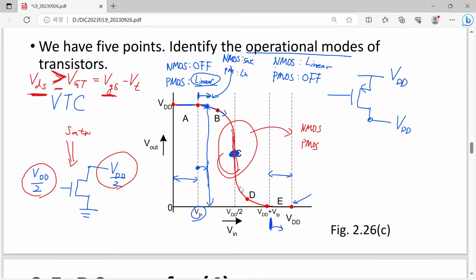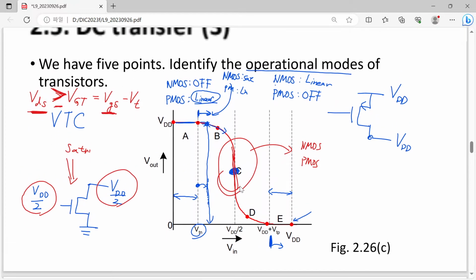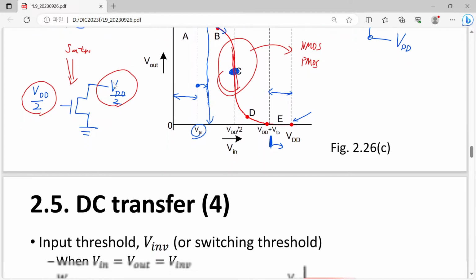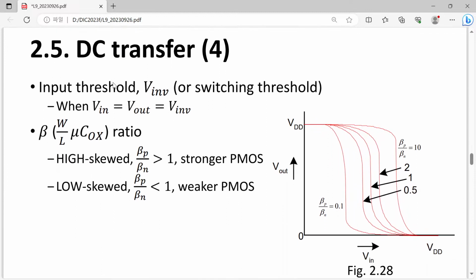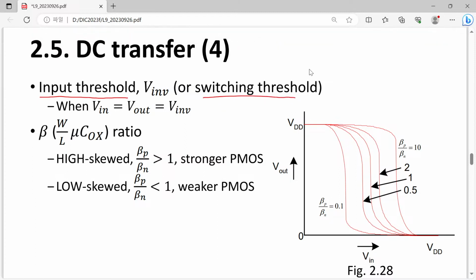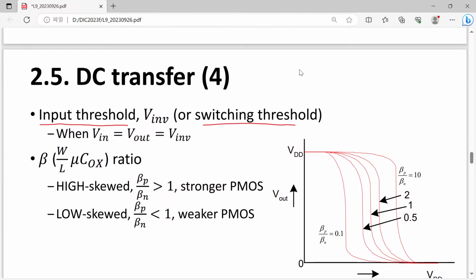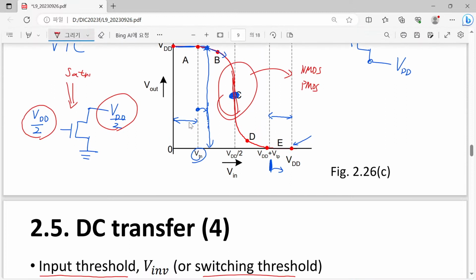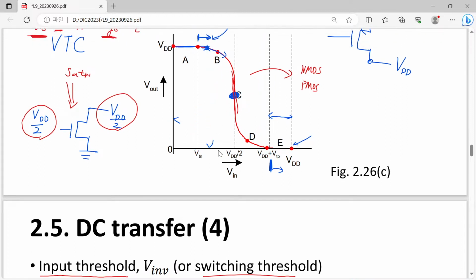Okay, so are you with me? Now you can understand there are 5 operational modes for it. Now think about this one. The first thing we have to consider is the input threshold, or switching threshold equivalently. This is just showing the voltage where input and output are perfectly matched.